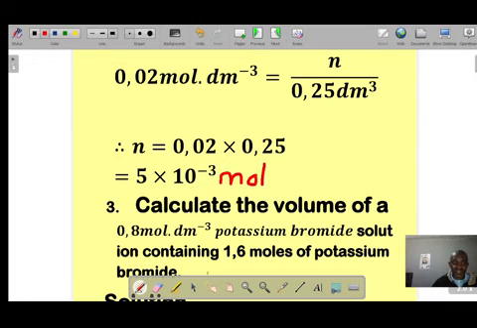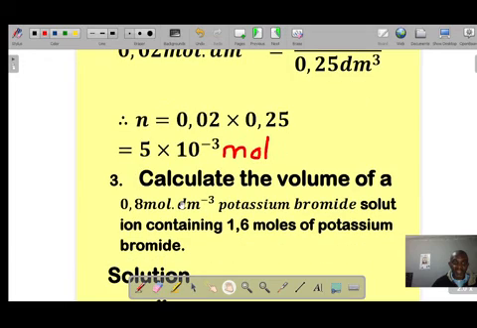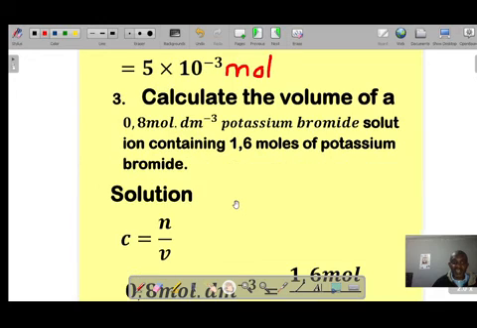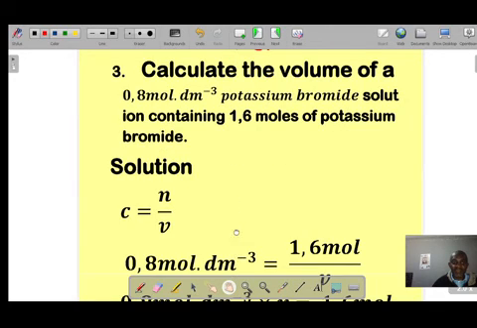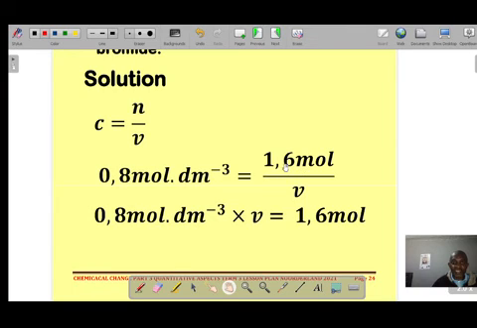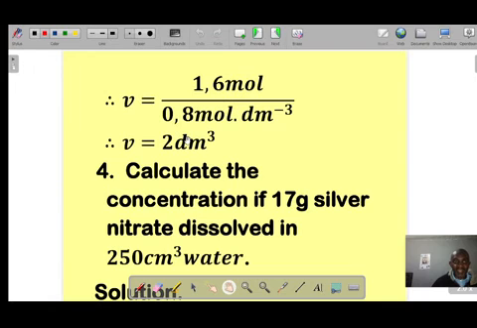Now, another question says: calculate the volume of a 0,8 moles per decimeter cubed potassium bromide solution containing 1,6 moles of potassium bromide. So this time I have the concentration again, and I have the moles, and I want the volume. So what I do, I just substitute and make the volume the subject of the formula. My given concentration is in moles per decimeter cubed, and my moles are 1,6 moles divided by the volume. If I cross multiply, I'm going to say 0,8 multiplied by V equals 1,6. Because I'm looking for V, I divide 1,6 by 0,8. And guess what? I get 2 decimeters cubed. I hope we are together.